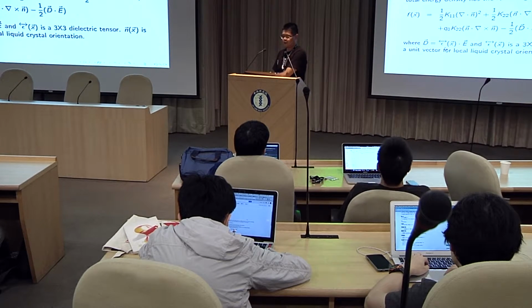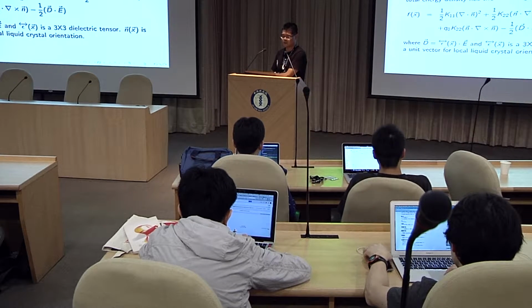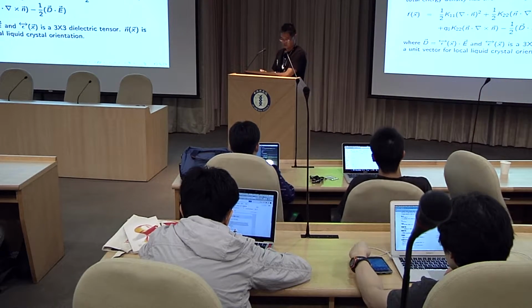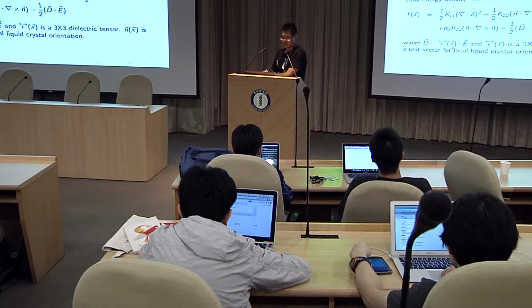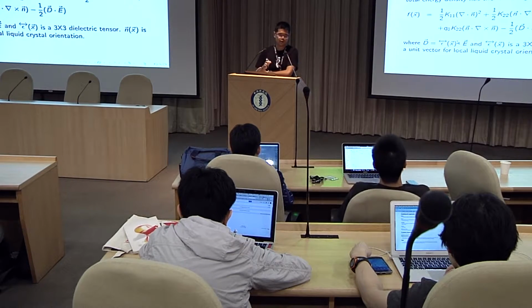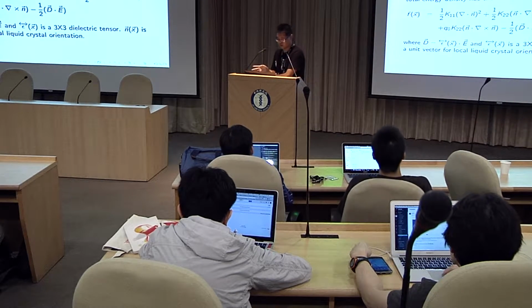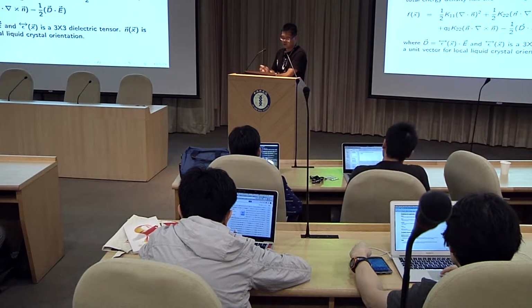It is important that this is a dielectric tensor, not a dielectric constant, because this is an anisotropic material. And it has a distribution, because the liquid crystal orientation is different everywhere in this liquid crystal layer. So it's a non-isotropic and inhomogeneous material.